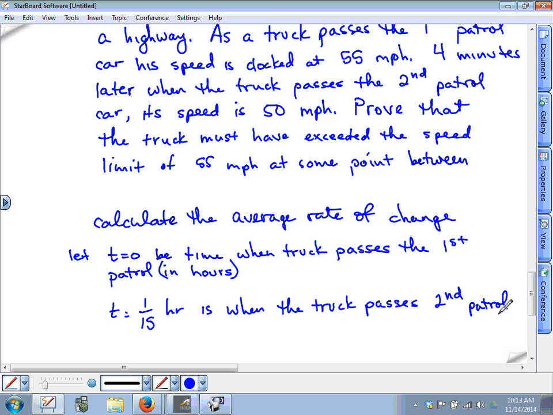So we have a distance of 5 miles. We know it took him 1/15 of an hour to go that 5 miles. We need to calculate an average speed. How do you calculate a rate if you have distance equals rate times time? That's what we're going to do.